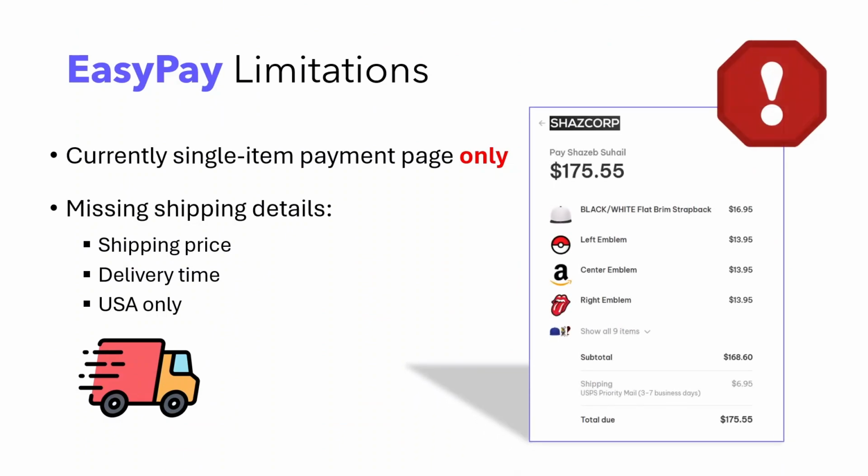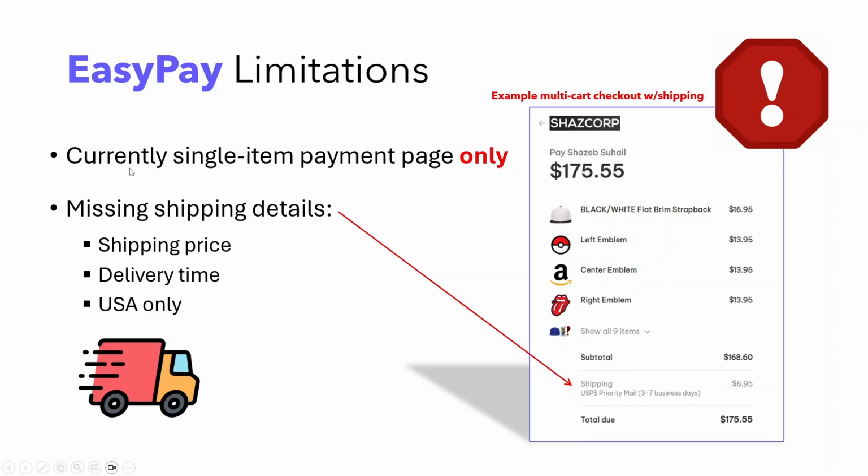So as far as the limitations of the EasyPay app, we have a couple. First and foremost, we can only create single item payment pages. In the demonstration, I showed that when we check out an item, it only shows that one item and you could purchase that one item. Now, an example of a multi-cart checkout would be here. You can see there's multiple items listed, and then there's 9 more items that are hidden that can be viewed. But that's kind of the way we want future iterations of this app to be like.